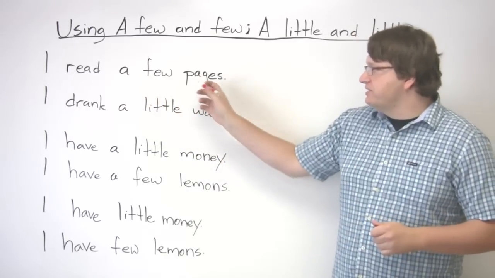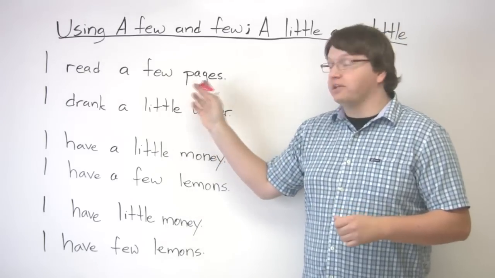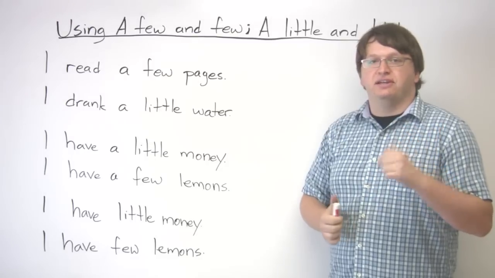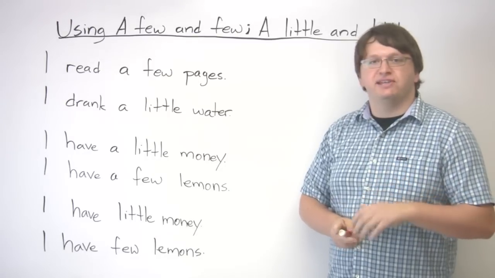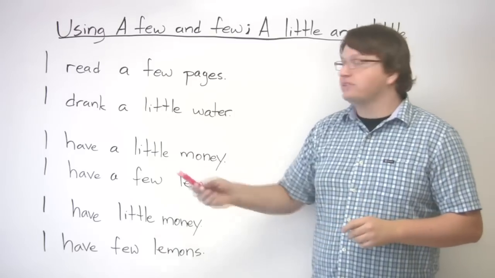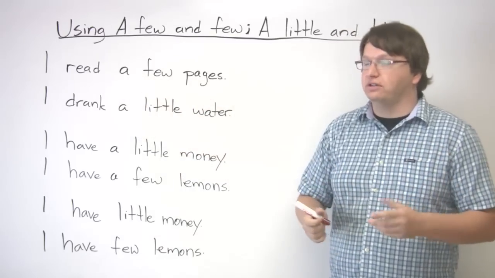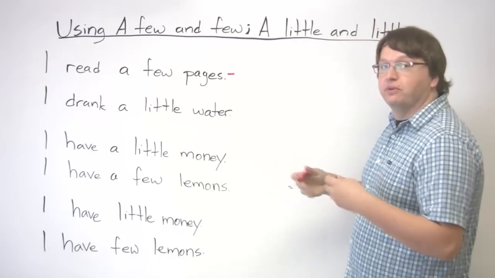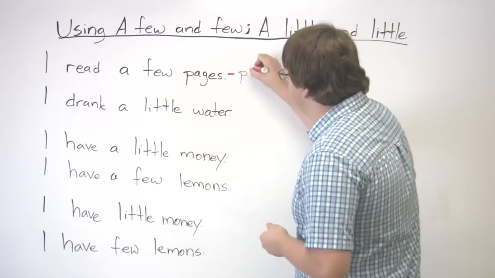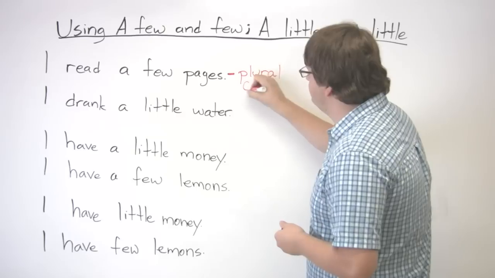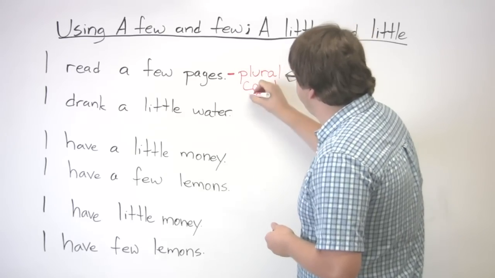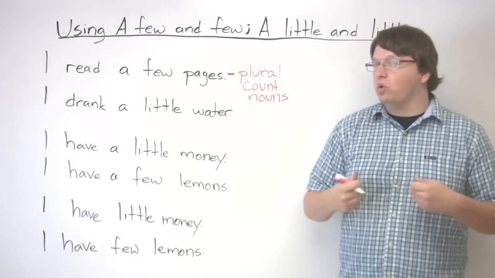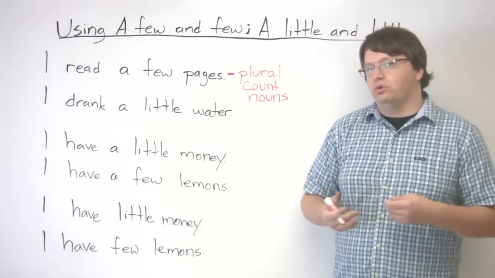So here we have, I read a few pages. The word pages is a count noun. It's a plural count noun, right? So you can have one page, you can have two pages. Again, you can have oranges, lemons, anything you can count, you would use a few or few. So for few and a few, we only use them for plural count nouns. Again, if you can count it and it's more than one, you can use a few or few.